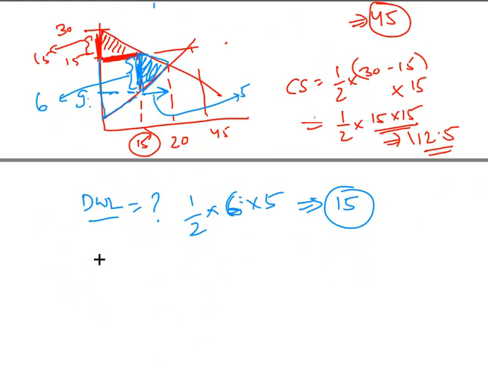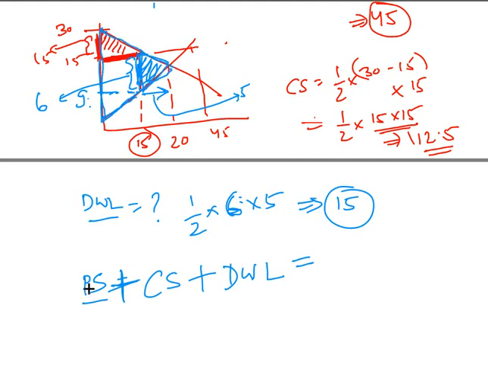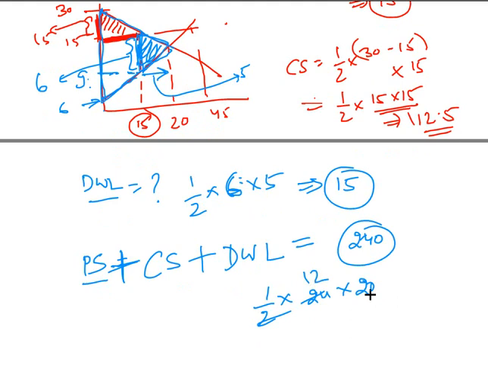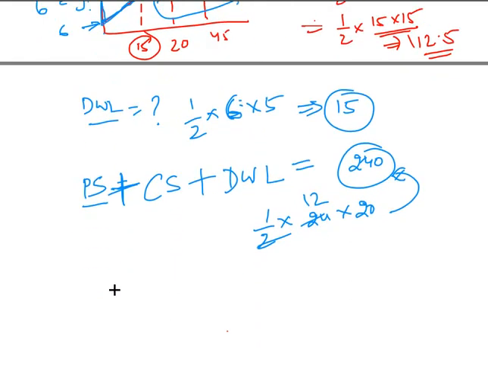Now how do you compute the producer surplus? Note that producer surplus plus consumer surplus plus deadweight loss should be equal to the area of this full triangle. How do you know the area of the full triangle? We have earlier also computed, it came to be 240. How? Half into base. The base is 30 minus 6, 24. Height is 20, right? So 12 into 20, 240. So the total is 240.